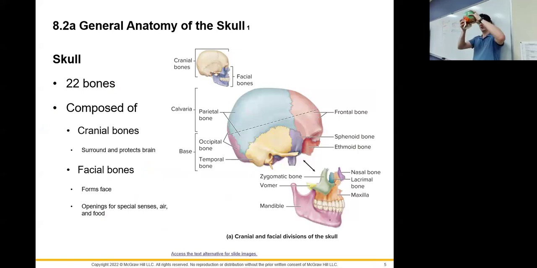The cranial bones are going to be the bones that form what we call the cranial vault. Okay. So basically they are going to envelop, surround, and protect the brain. So if it is around the brain, it is going to be a cranial bone.